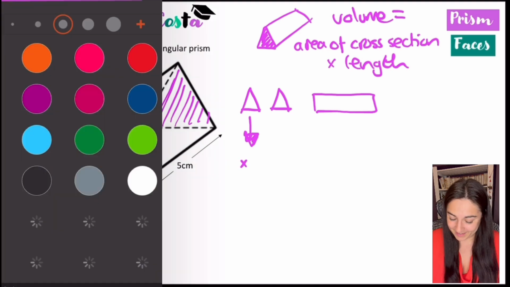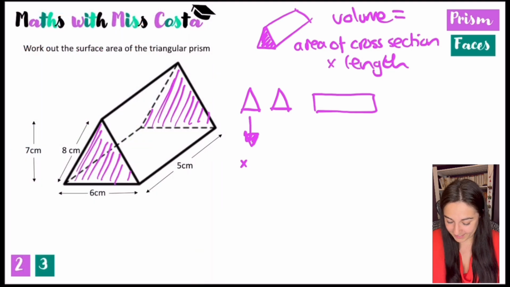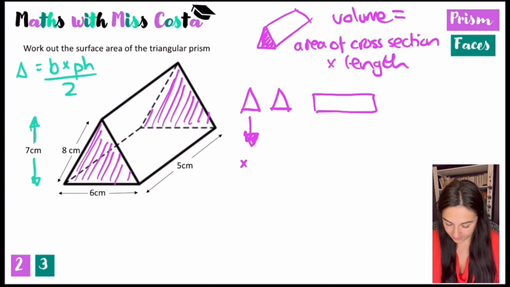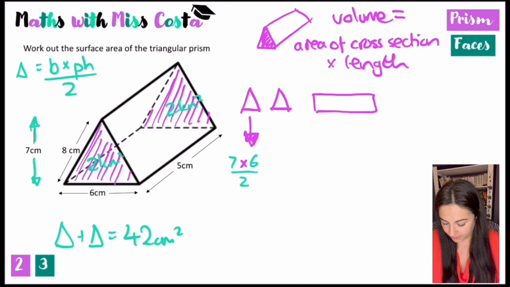So how do I work out the area of a triangle? It's the base. So area of a triangle is base times the perpendicular height divided by 2. So it's always the perpendicular height. So this would be 7 times 6 divided by 2. 7 times 6 is 42. And 42 divided by 2 is 21. So I know the area of these two shapes here is 21 centimeters squared. So I could say triangle plus triangle equals 42 centimeters squared.